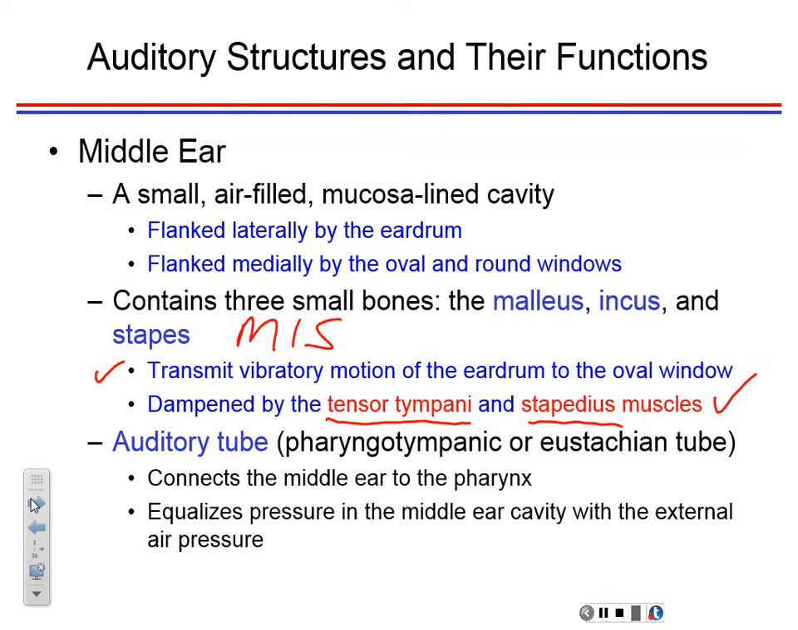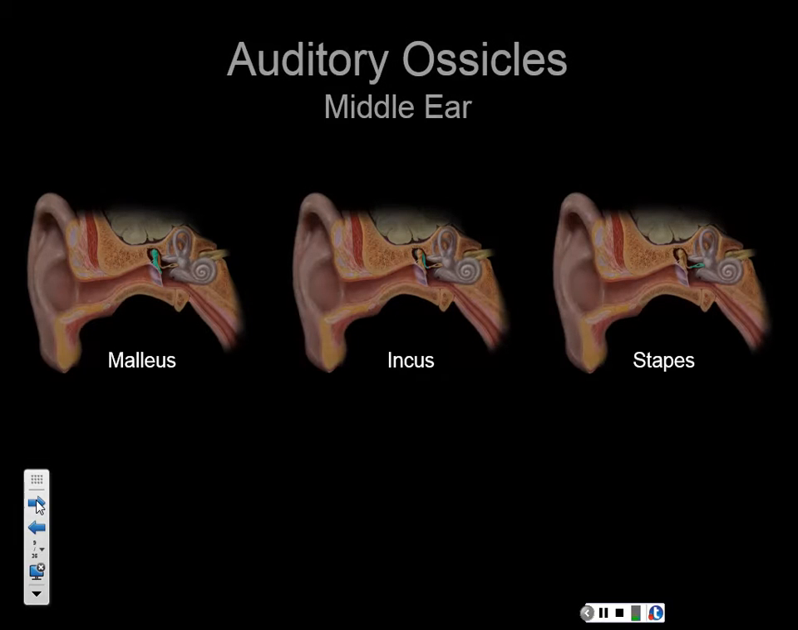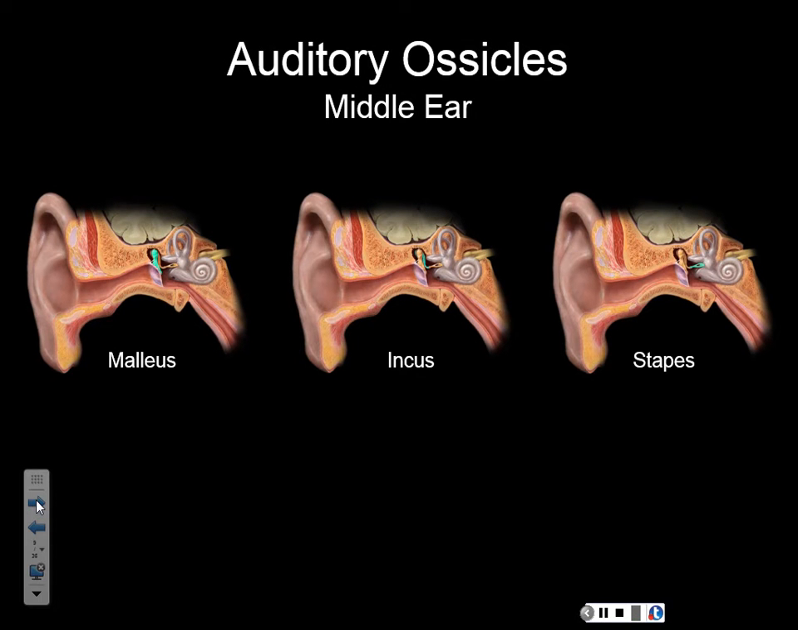Also the Valsalva. That's what it is. It equalizes pressure on the tympanic membrane. That's why it's also called the pharyngotympanic tube, or eustachian tube. So that's in the middle ear. We have the ossicles, and then the auditory tube or eustachian tube. Again, these are the auditory ossicles: malleus, incus, stapes.